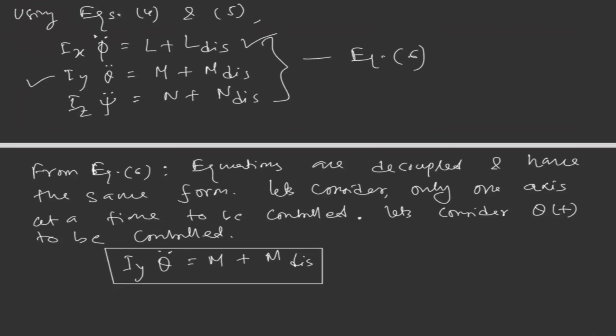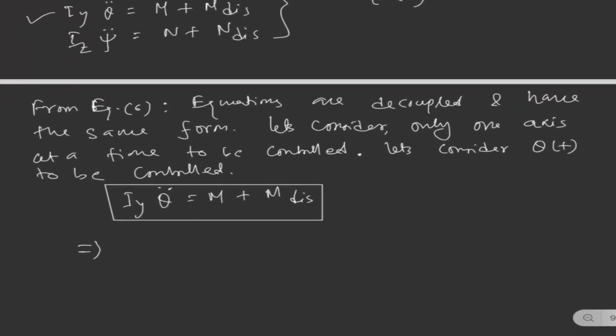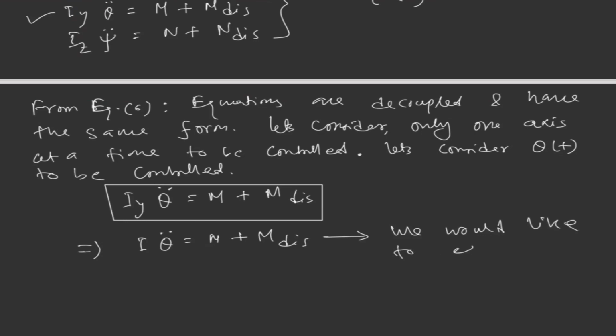For this particular equation, we'll be spending around 5 to 6 lectures on how we can design a controller to control theta. Instead of Iy, just for simplification, let's write I only. I theta double dot equal to m plus m dis. Now, this is our main equation to be regulated with a designed control. This is the equation we would like to regulate.